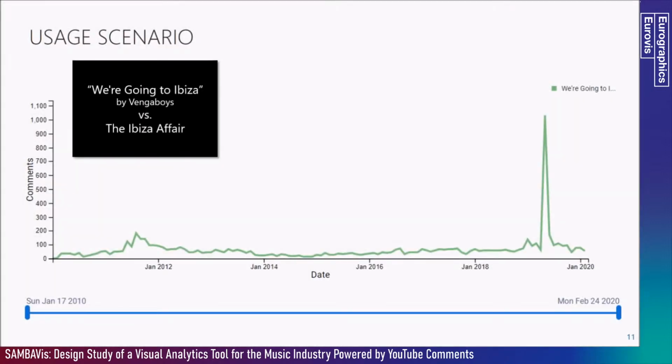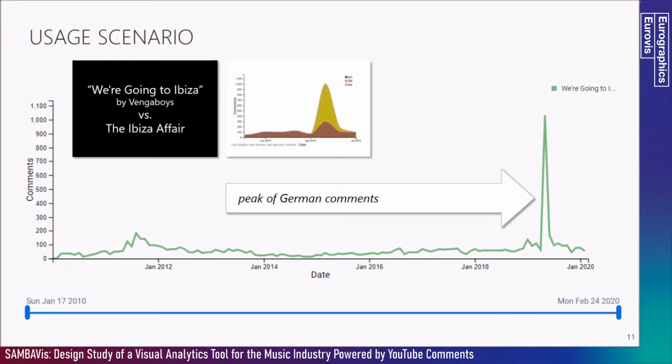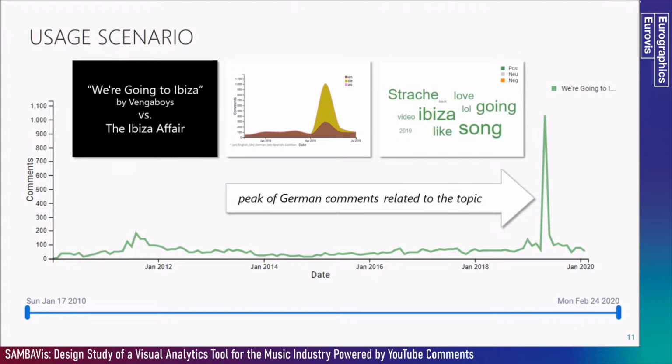To demonstrate the capabilities of SAMBA-Viz, we analyzed the video "We Are Going to Ibiza" by Vengaboys to observe the effect of the Ibiza affair, which was triggered by the release of a video of the former Vice-Chancellor of Austria, Strache, on May 17, 2019. In our dashboard, it's possible to see a peak of comments on the music video starting on the same day of the Strache video release. Most of the new comments were in German, and the main topic can be observed in our keyword list.